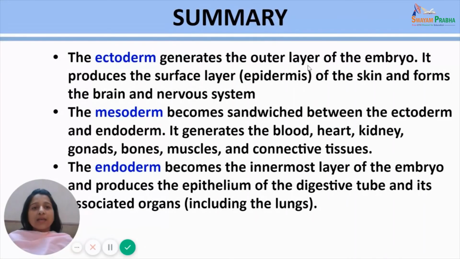So summarizing the fate of the three germ layers, the ectoderm generates the outer layer of the embryo. It produces the surface layer or the epidermis of the skin and also forms the brain and nervous system. The mesoderm becomes sandwiched between the ectoderm and the endoderm. It generates the blood, heart, kidney, gonads, bones, muscles, and connective tissues. The endoderm becomes the innermost layer of the embryo and produces the epithelium of the digestive tube and its associated organs, including the lungs.